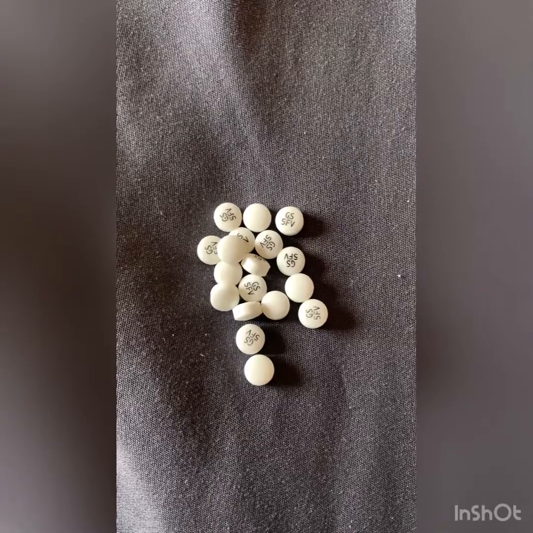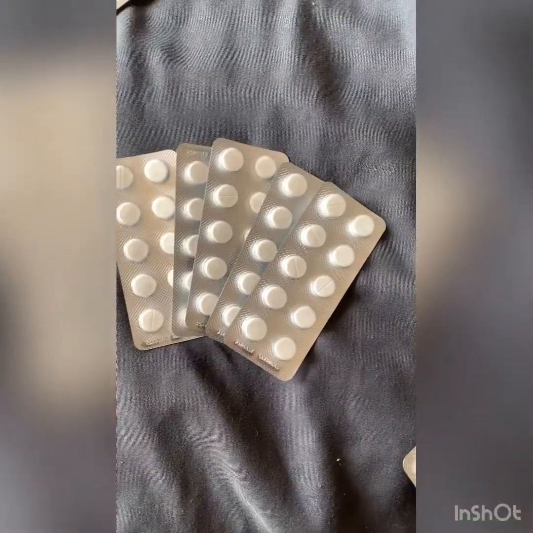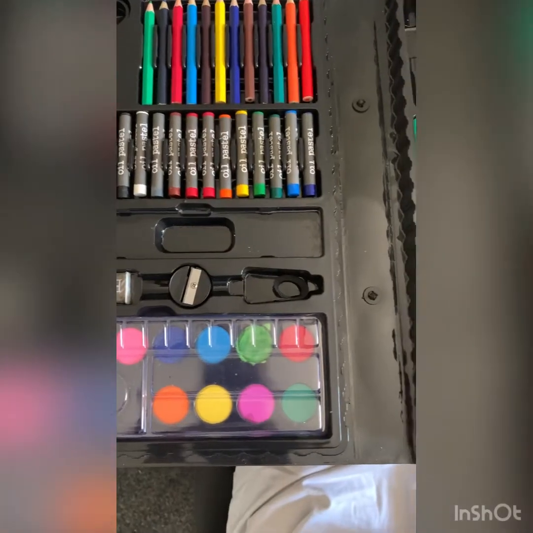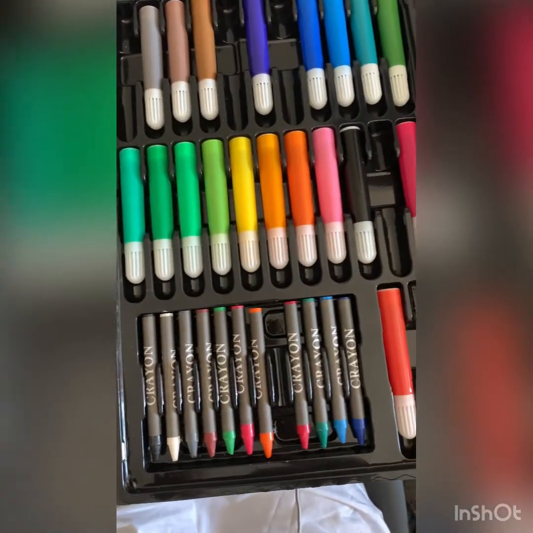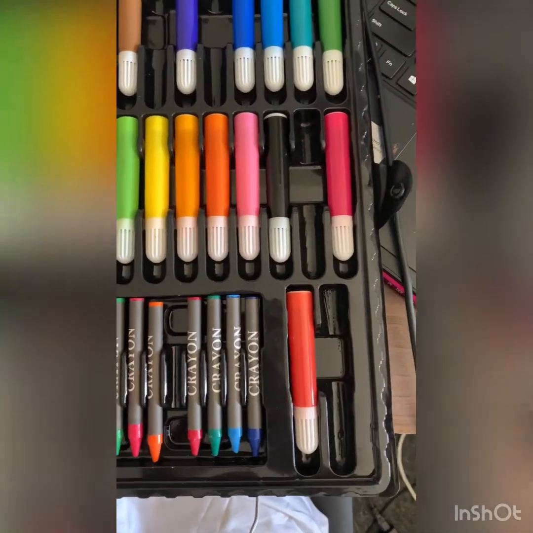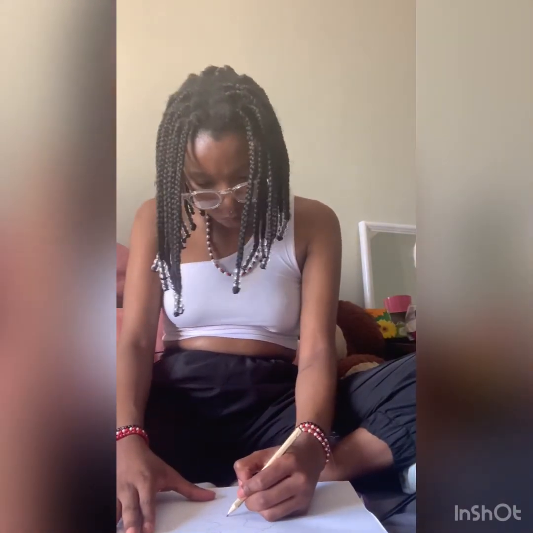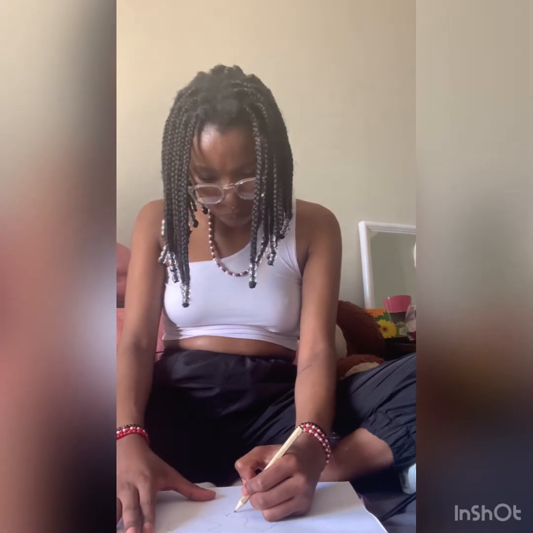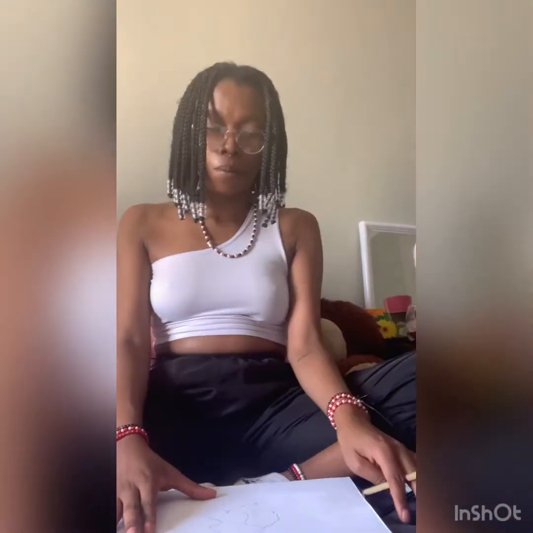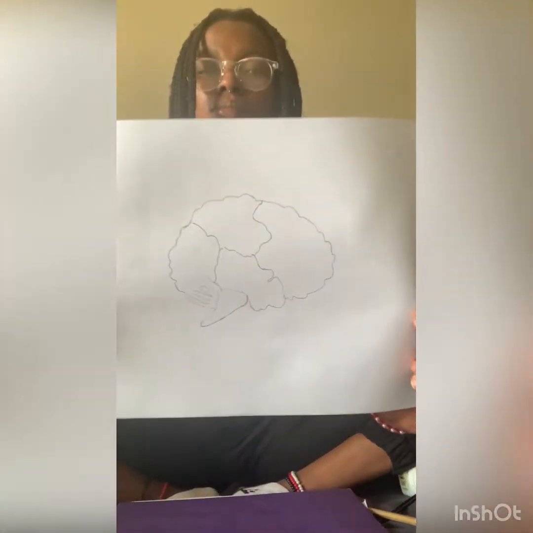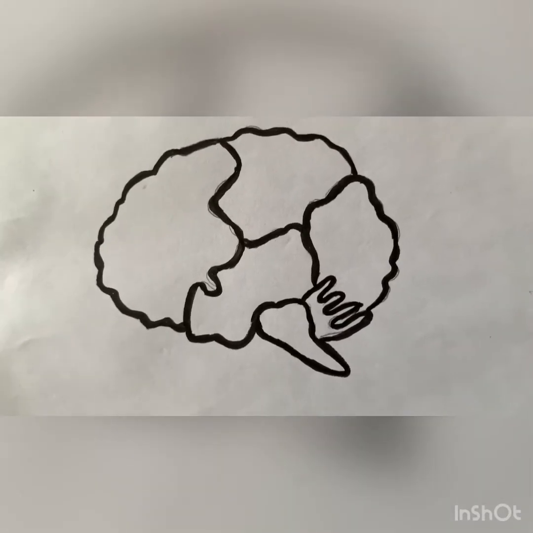So I used some of my old pills, and they all look a bit different, to create different lobes of the brain. This is also what I was using. These are some of the crayons and the paints that were used to create the different lobes. This is just me outlining the brain and making sure that all the lobes are separated properly and that all the lobes are drawn. And this is how it came out.